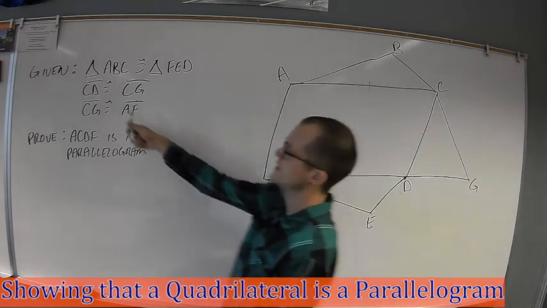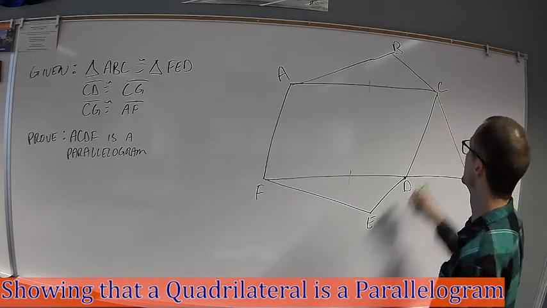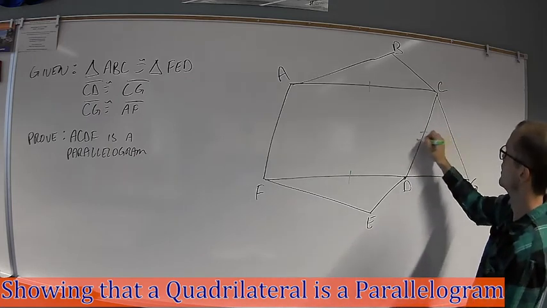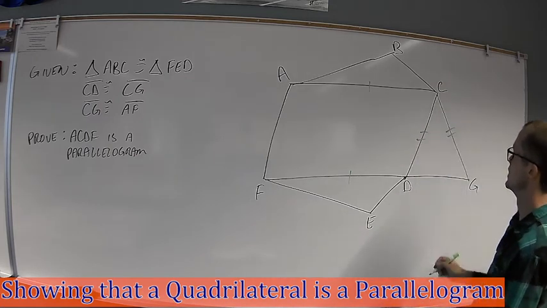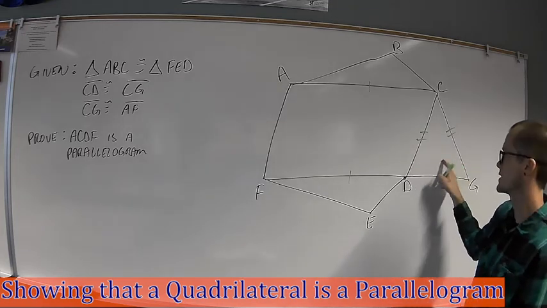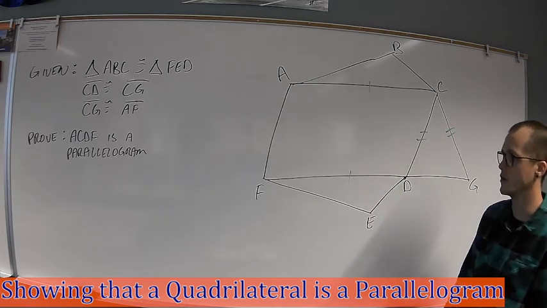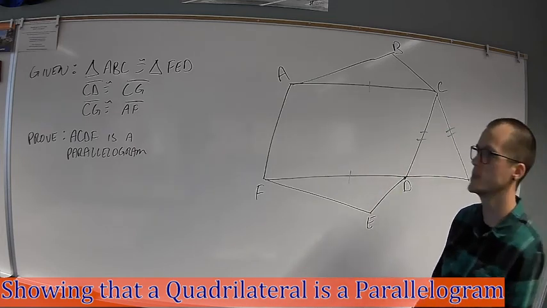We have that CD is congruent to CG. Okay, well that really only seems to serve this triangle over here. It looks like an isosceles triangle. That's nice, but that doesn't really help us show that this is a parallelogram. So we'll put that information on hold for just a second.